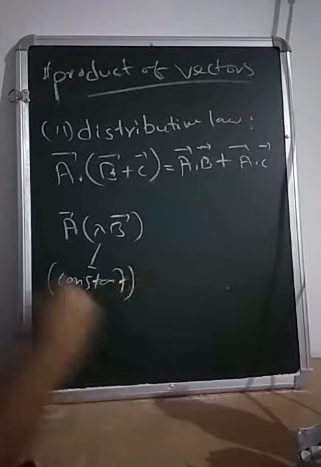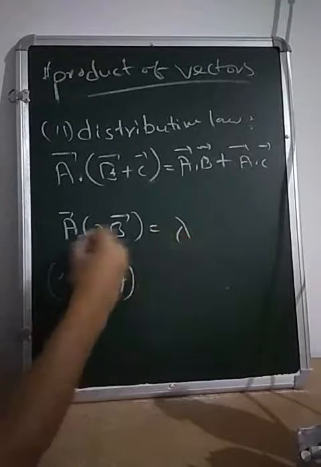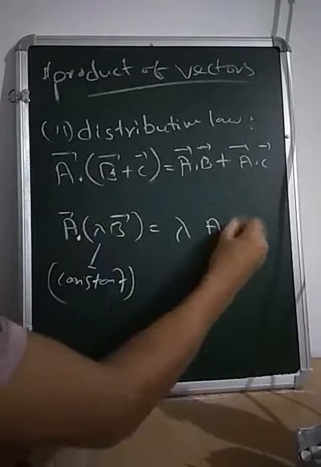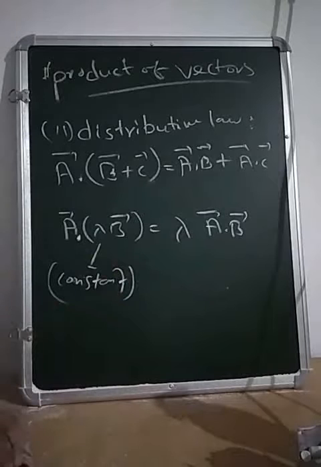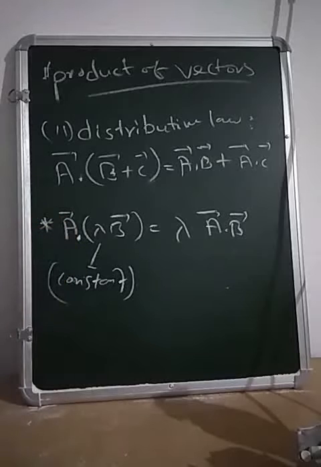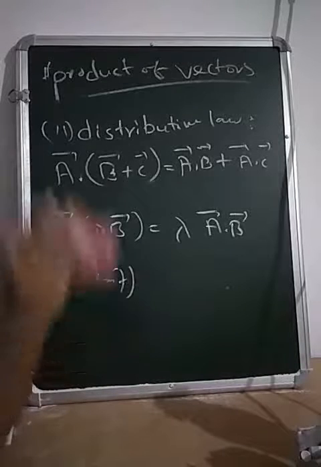Very constant term. Okay, and we can write this as lambda. We can take lambda outside into a dot product A dot B. Okay, we can also write it in this way. So these are some properties regarding the dot product.